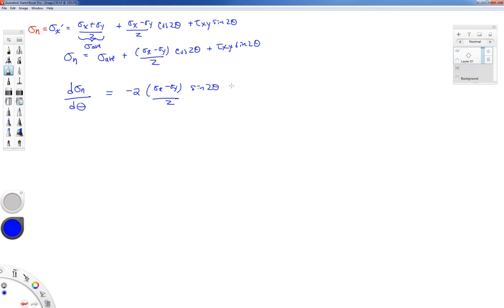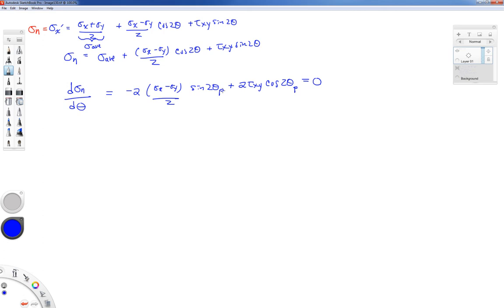Derivative of sine is a cosine, so I'm going to have a plus 2 tau xy cosine 2 theta. And then to maximize this, I will set this equation equal to 0. And when I do that, I'm solving for the principal angle. So I'm going to go back and put a subscript on here to make sure that we know we're talking about the principal angle theta p.